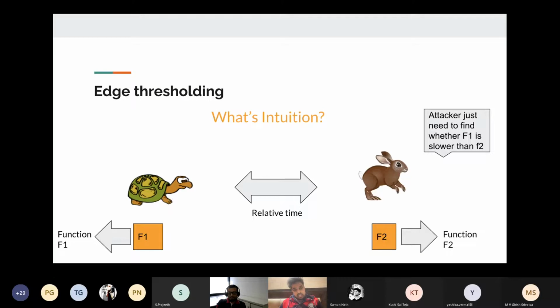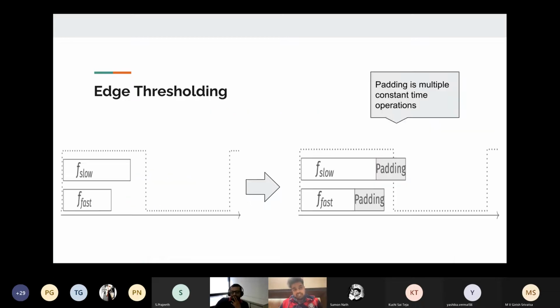In the previous method we were calculating the absolute time, but in these attacks we don't need the absolute time, we just need a relative time, to find out which function runs faster. That's the intuition behind thresholding. You just need a relative time, like which function is faster and which is slower. Suppose you have two functions which you want to distinguish, but you won't be able to because they lie within one clock cycle, so your time resolution isn't enough to tell which is slower and which is faster.